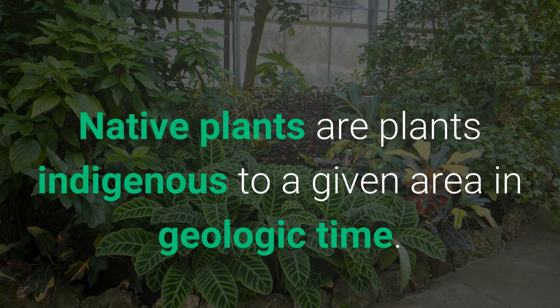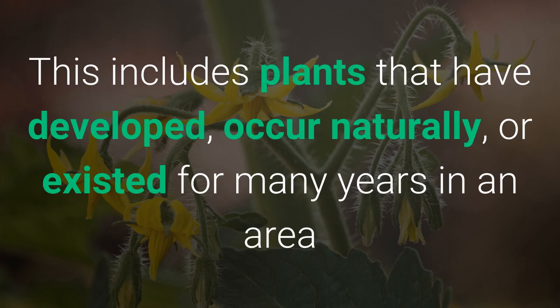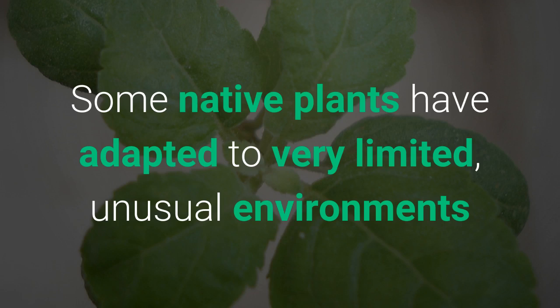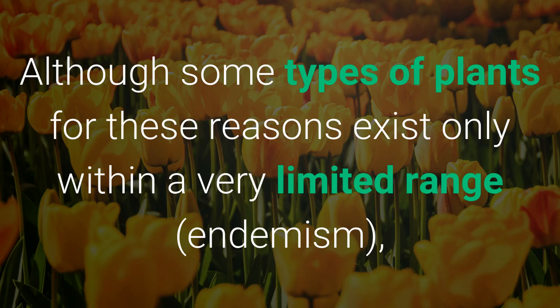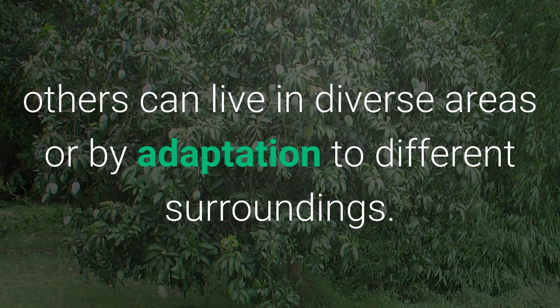Native plants are plants indigenous to a given area in geologic time. This includes plants that have developed, occur naturally, or existed for many years in an area. Some native plants have adapted to very limited, unusual environments or very harsh climates or exceptional soil conditions. Although some types of plants for these reasons exist only within a very limited area, others can live in diverse areas or by adaptation to different surroundings.